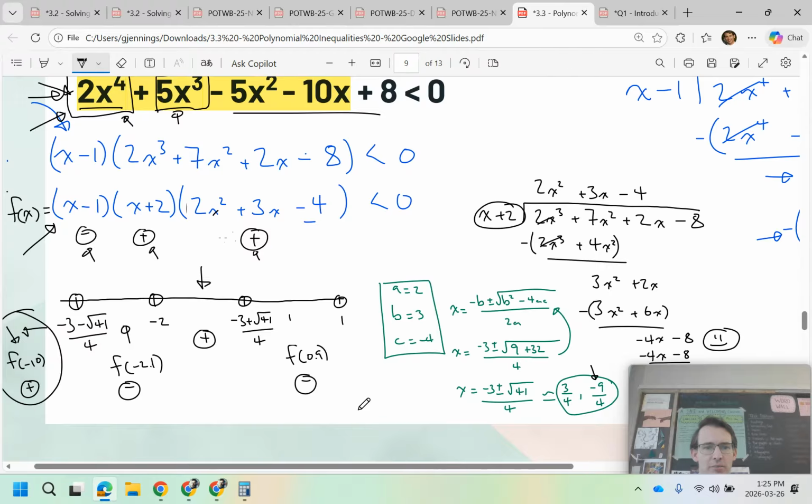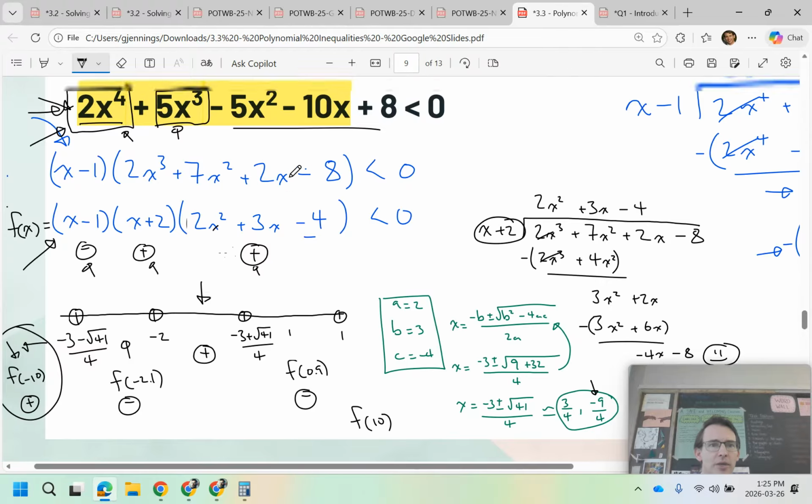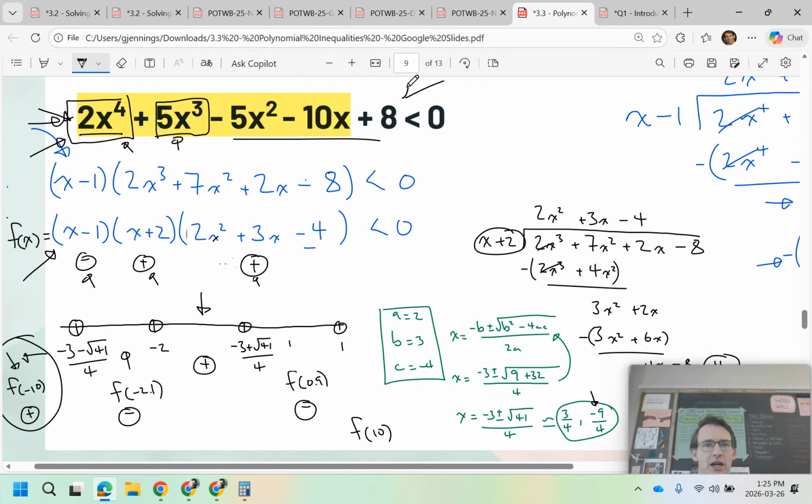And then let's test something like f at 10. F at 10 up here. Really easy to test there. We have like a bajillion million. It's not a bajillion million, but it's so big that it overwhelms all the other terms. That would be 20,000 plus 5,000 minus 500, which is almost nothing.